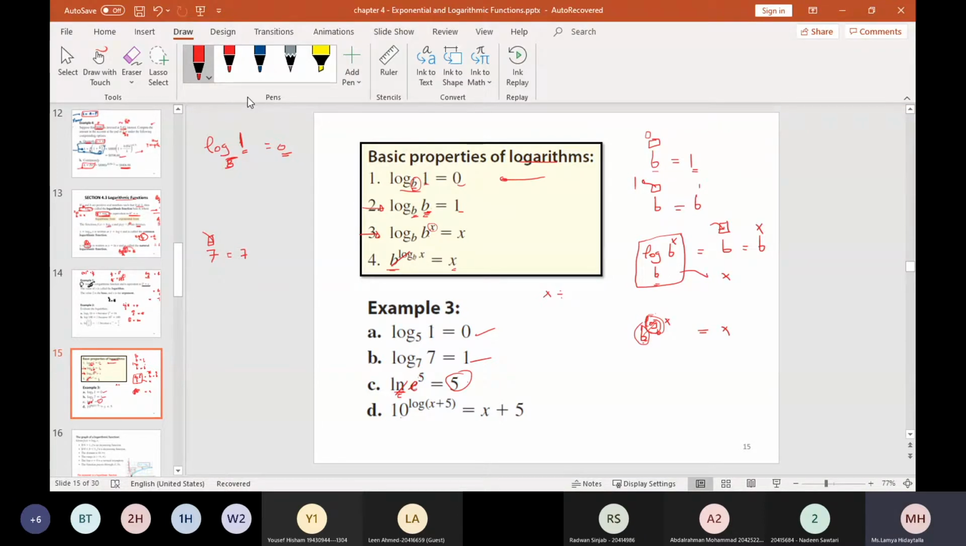Now this one, 10 to the power log of this number. Since I didn't write the base here, the base is 10. I told you that these are opposite operations, so the answer is x plus 5. Is it clear? Clear?